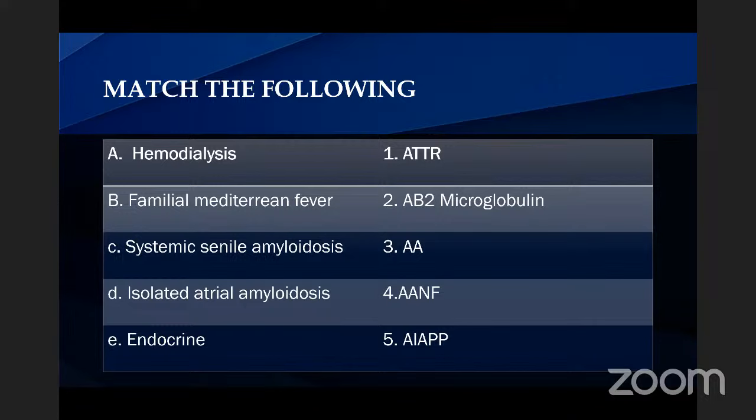Quickly. So hemodialysis has which type of amyloid, quickly? So it is A beta 2 microglobulin. So remember, beta 2 microglobulin is a part of MHC 1. It is a large MHC molecule. It cannot pass through the fistula, so it gets blocked there. And such patients will present with carpal tunnel syndrome. Okay, such patients will present with carpal tunnel syndrome.